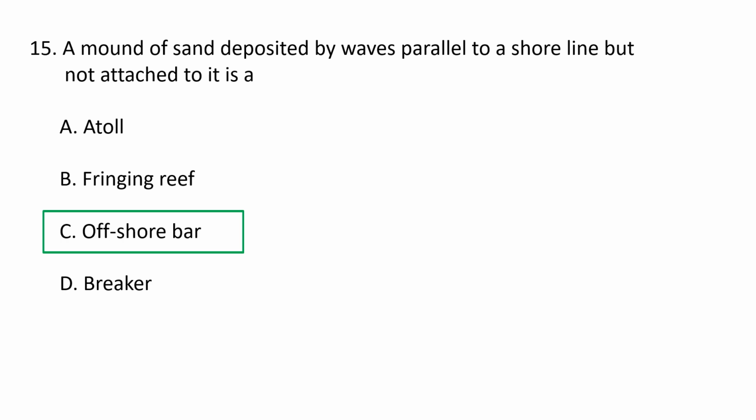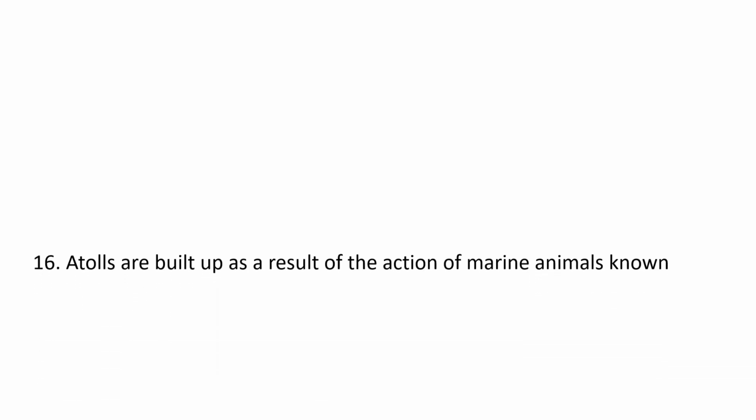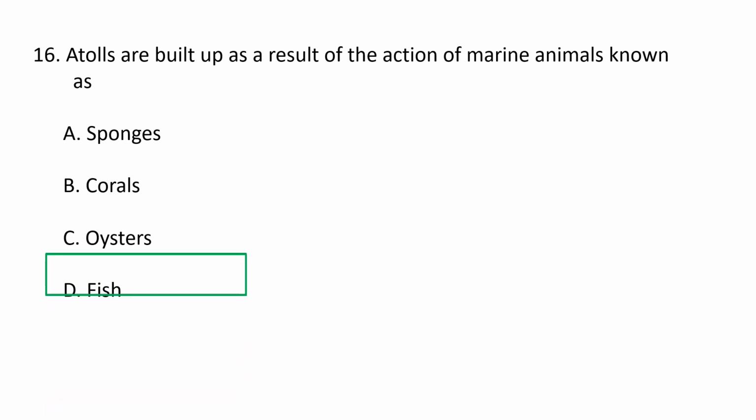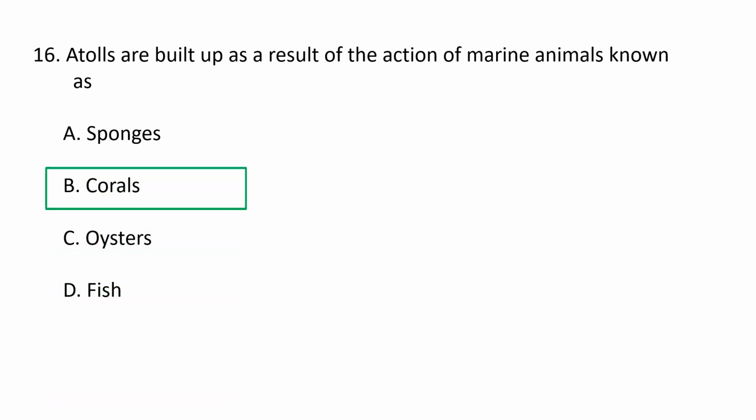Next question. Atolls are built up as a result of the action of marine animals known as: A, sponges, B, corals, C, oysters, D, fish. So atolls are built up as a result of the action of marine animals known as corals. Corals are invertebrate animals belonging to a large group of colorful and fascinating animals. These are also called cnidaria.